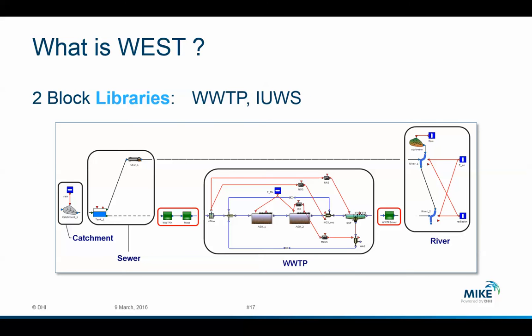Now, when we look outside the fence of a treatment plant, then we talk about integrated urban water systems. In WEST, we can not only model the processes that occur within the fence of a wastewater treatment plant, for which the base traditional block library is sufficient. But we can also look at compartments upstream to the plant, at the catchment and the sewer network, as well as the water quality in the receiving water body downstream to the plant.